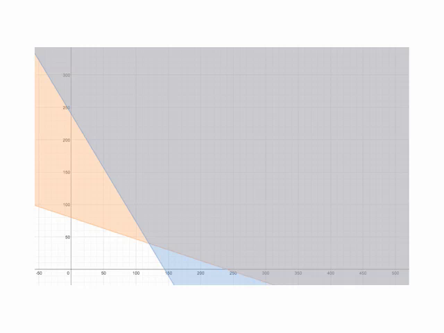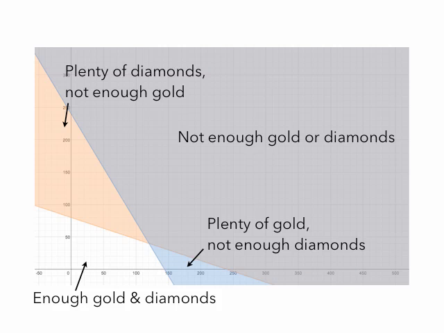This is kind of where we ended up last time, but now we shade a little bit to see that those are the regions that we actually cannot reach. In this orange region on the left, we have plenty of diamonds to get there. That's below the blue line. That's okay. We just don't have enough gold because it's above the orange line. Down at the bottom, we've got this blue region where we have plenty of gold, but we've run out of diamonds. The whole upper right is where we don't have enough gold or diamonds.